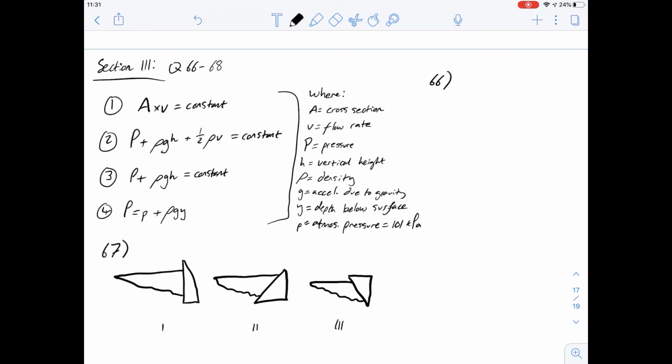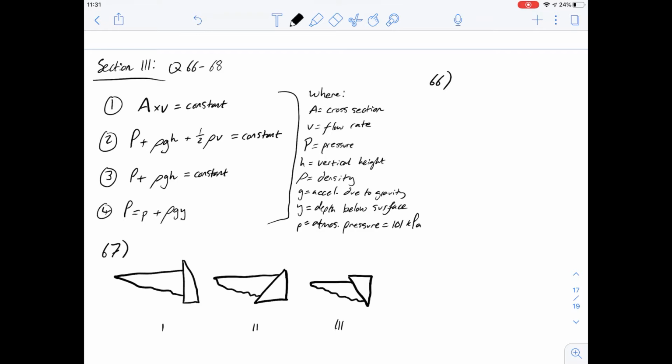Hi, I'm Carl. In this video, we're going to have a look at questions 66 to 68 in section 3 of the purple booklet. This is about water pressure, and we were given quite a lot of information, which I've summarized into some of the equations and what all the letters stand for. It can be a little confusing because there's so many letters that look the same in this, but I'll talk you through what each of the questions mean.